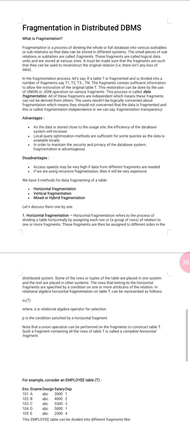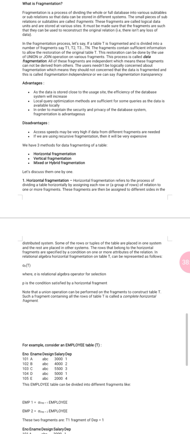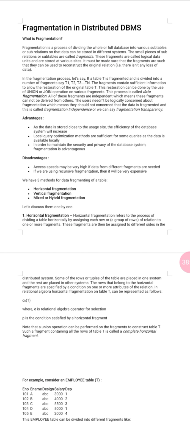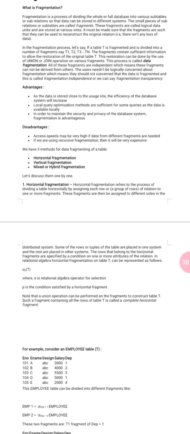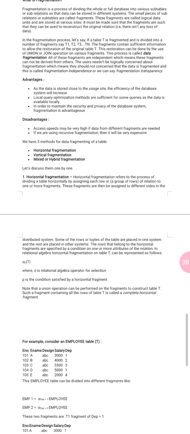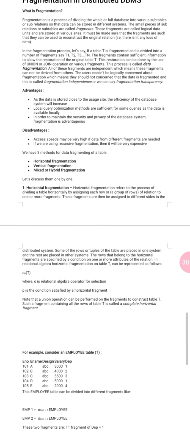The small pieces of sub-relations or sub-tables are called fragments. Okay, the whole data is divided into sub-data and that sub-data is called fragments. These fragments are called logical data units and are stored at various sites. It must be made sure that the fragments are such that they can be used to reconstruct the original relation. Clear?